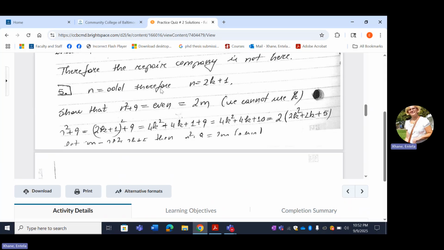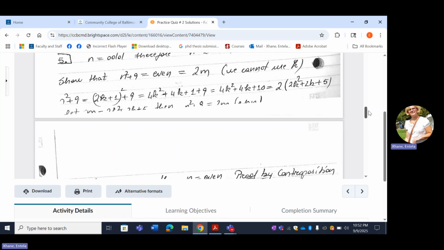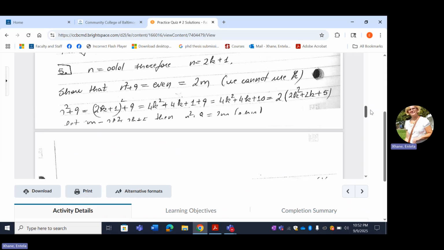If n is odd, then odd integers are always given in the form of 2k plus 1 for some integer k. So we are going to show that n squared plus 9 is an even number. So it's going to be given in the form of 2m. We cannot use k because we already used k to represent n being an odd number. So I start off with n squared plus 9, and then I replace n by 2k plus 1. So we get (2k plus 1) squared plus 9.